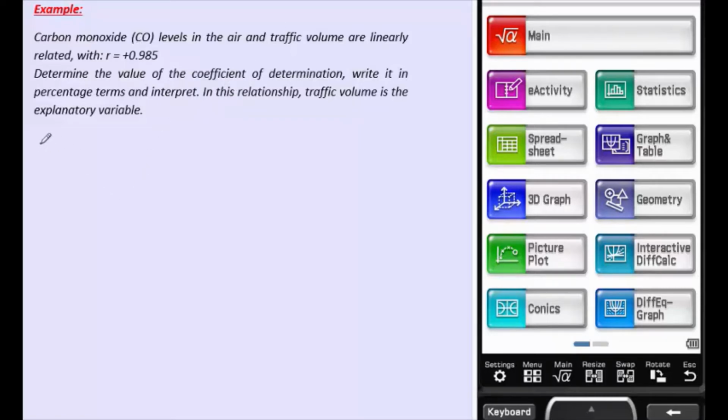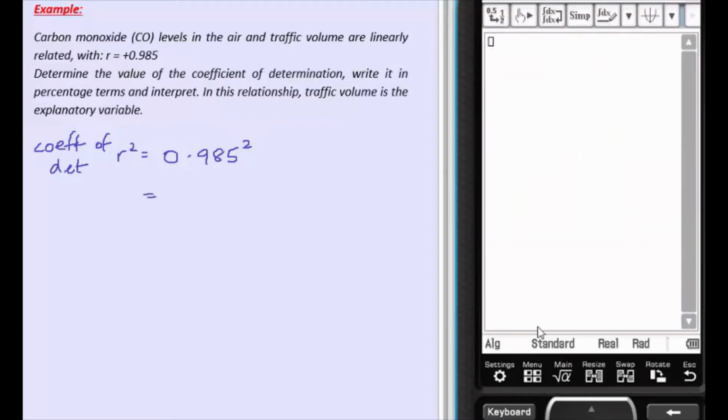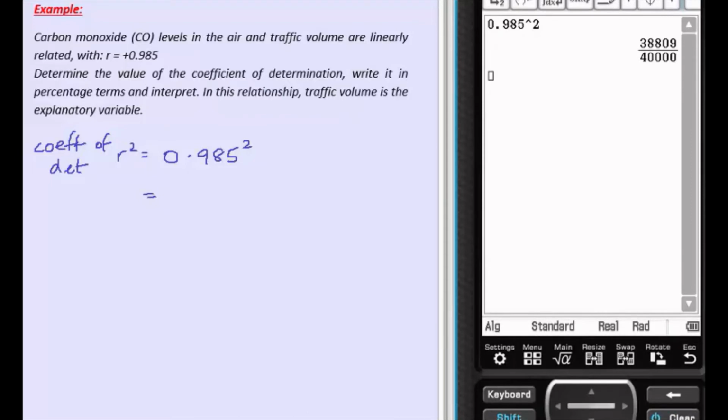we want to remember that the coefficient of determination, which is r squared, is my correlation coefficient squared. So it'll be 0.985 squared, and we'll go to our calculator and we'll say 0.985 to the power of 2, and that gives us this funny number which we don't love.